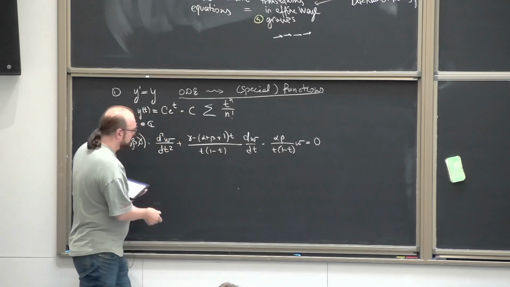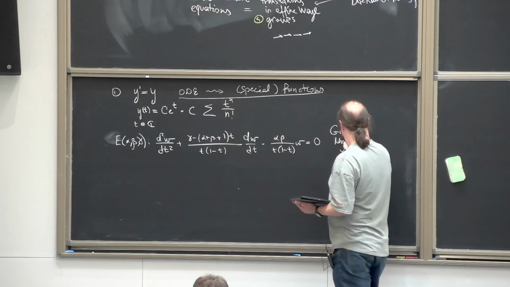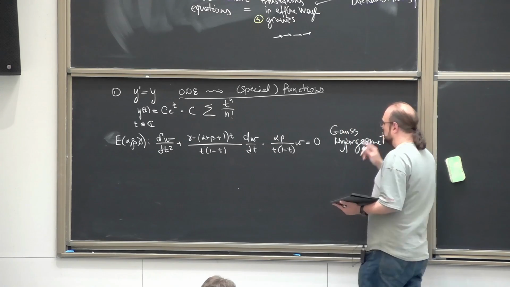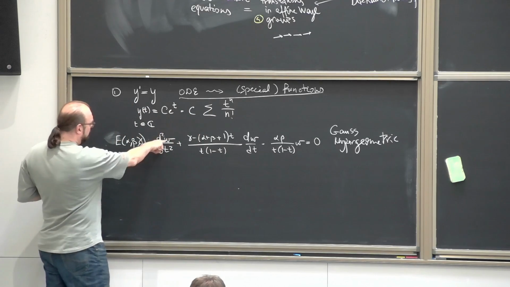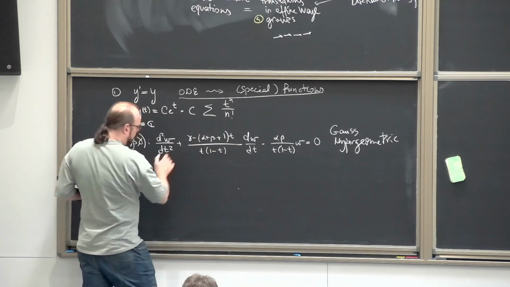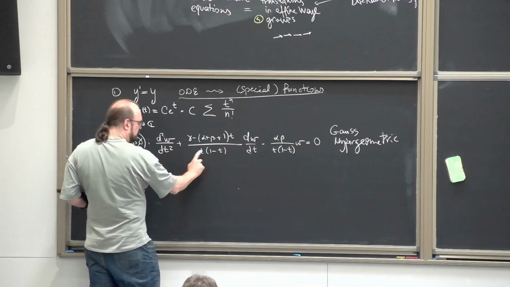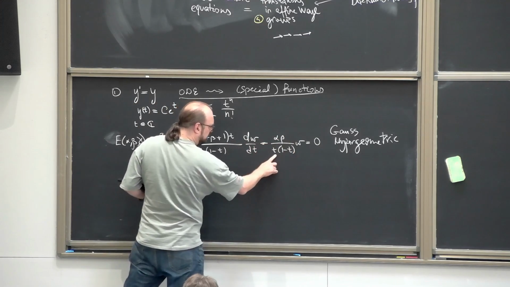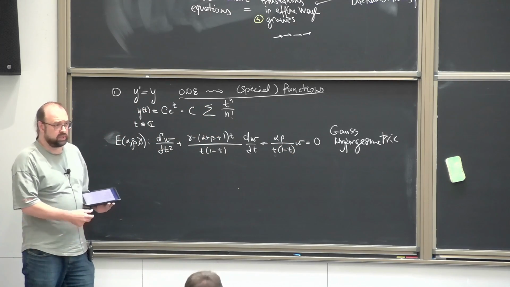This equation is known as a Gauss hypergeometric equation. It's a second derivative of some function w with respect to time, and coefficient gamma minus alpha plus beta plus 1 multiplied by t, divided by t(1 minus t), dw dt, and then minus alpha beta, over t(1 minus t), w, equal to 0. So this is known as a Gauss hypergeometric equation.